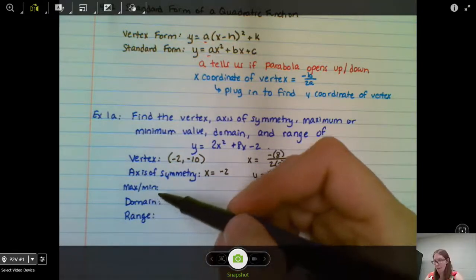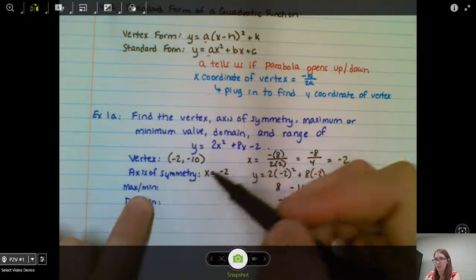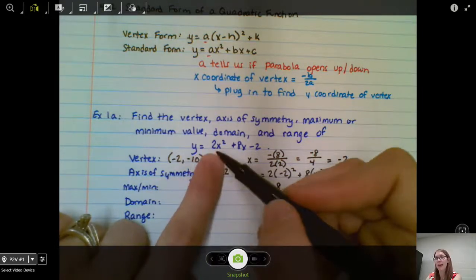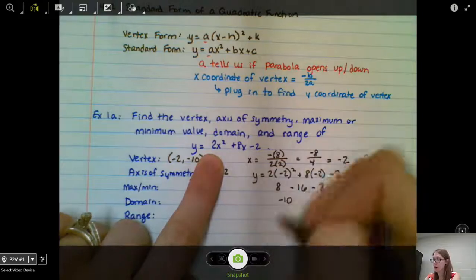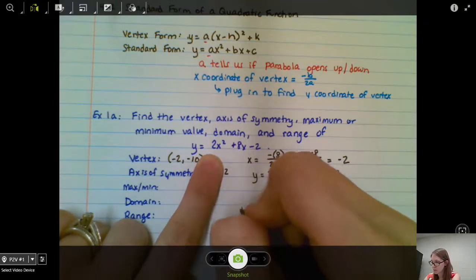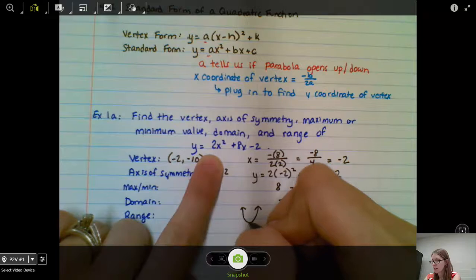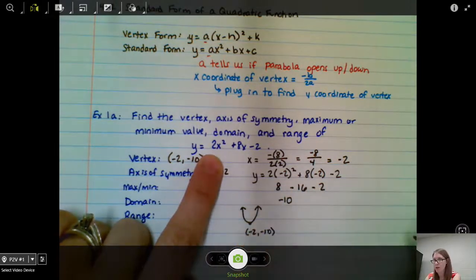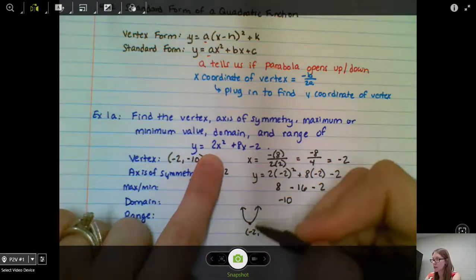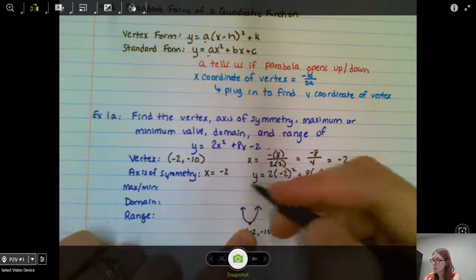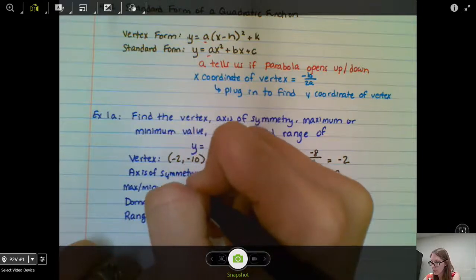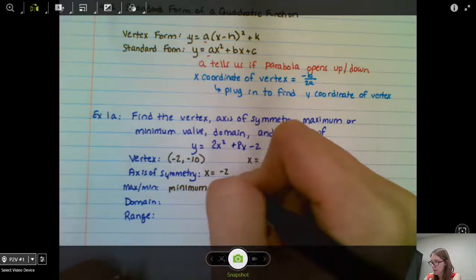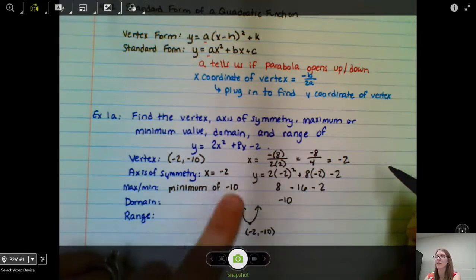Now, does our parabola have a maximum or a minimum value? Look at our a value to figure out if our parabola is opening up or down. And since a is positive, that's my clue my parabola opens up. Here's my vertex, negative 2, negative 10. Just a quick little sketch of my parabola. Since my parabola opens up, this is the lowest point. We have a minimum value of negative 10. That's negative 10 is the lowest we go.